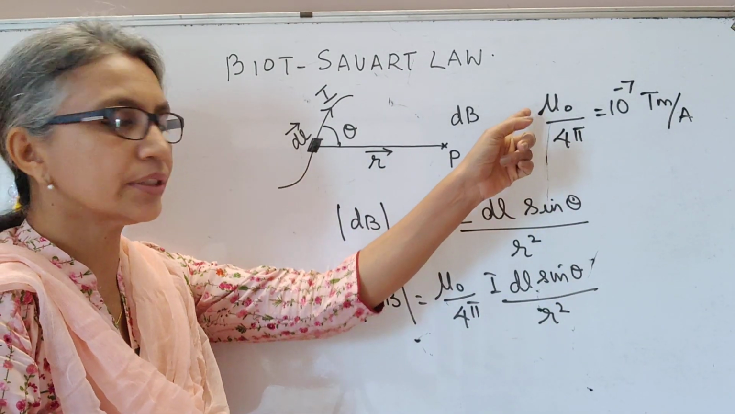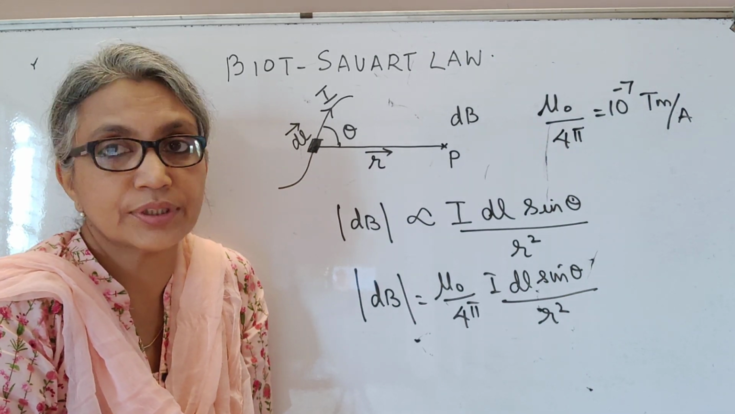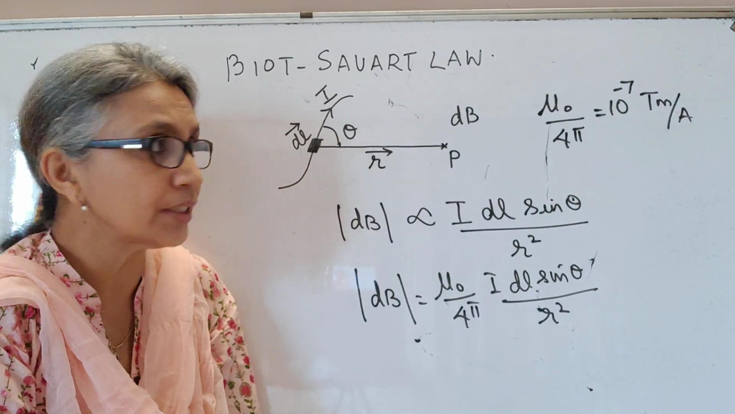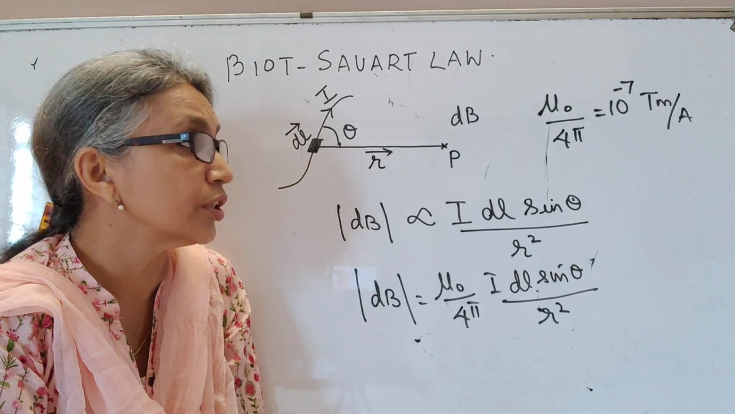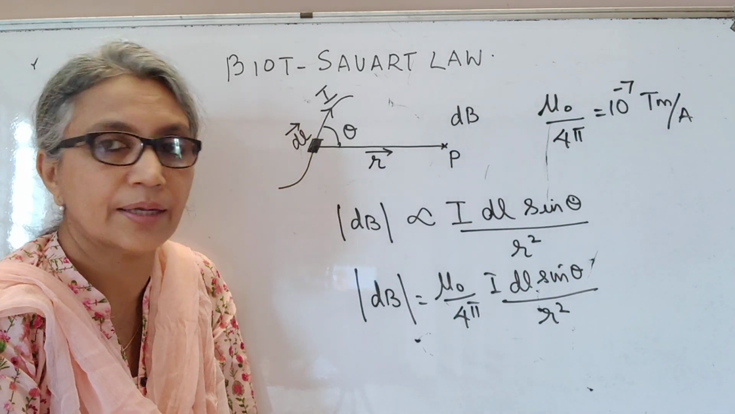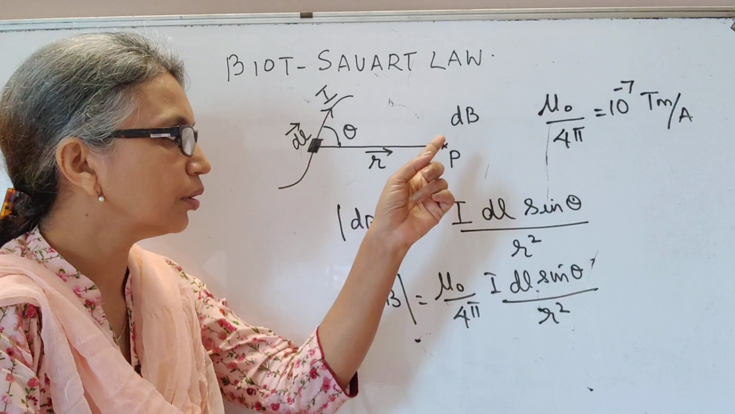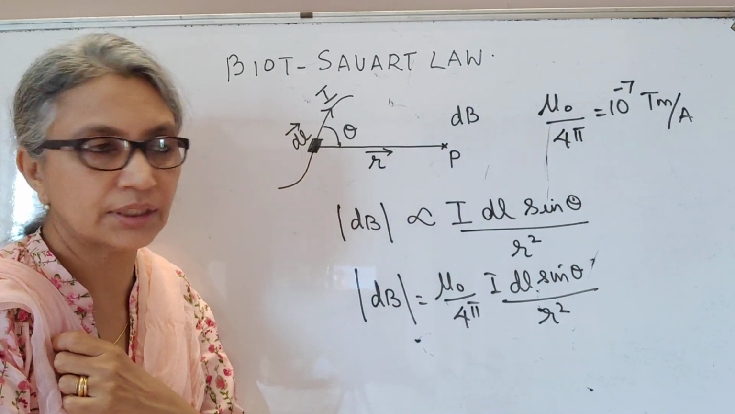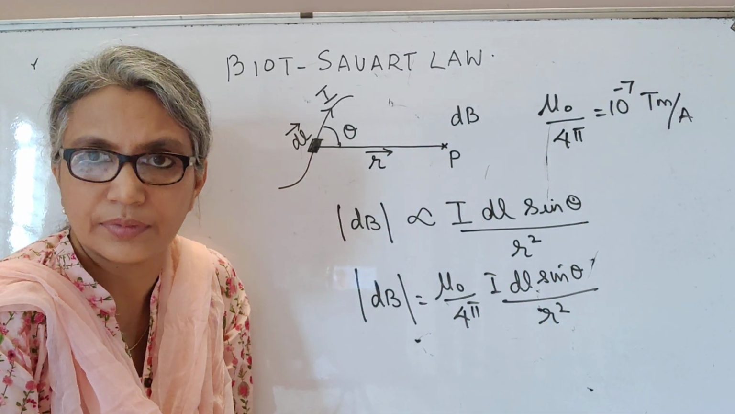So in 1 by 4 pi epsilon 0 in electrostatics, epsilon 0, I told you, is the permittivity of free space. Here mu 0 is the permeability of free space, and the proportionality constant in magnetism is mu 0 by 4 pi, which is equal to 10 raised to minus 7 Tesla meter by ampere. So this gives you the magnitude of that small magnetic field produced at P because of the small current carrying element dl, where the point P is at a distance r from dl.